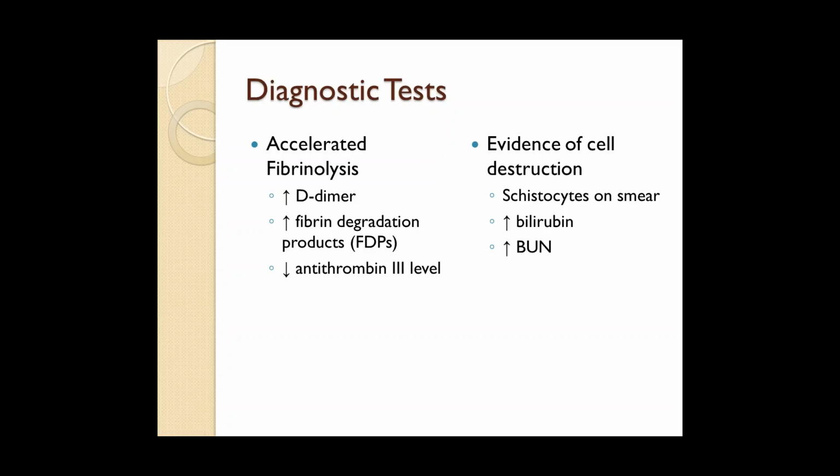DIC results in accelerated fibrinolysis. This can be evidenced by an elevated or prolonged D-dimer, an increase in fibrin degradation products, or FDPs, and a decrease in antithrombin 3. You might also notice evidence of cell destruction, such as schistocytes on a peripheral blood smear, an elevated total bilirubin, or an increase in BUN.